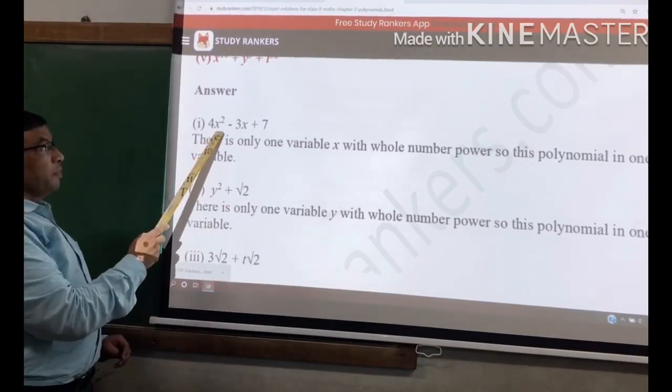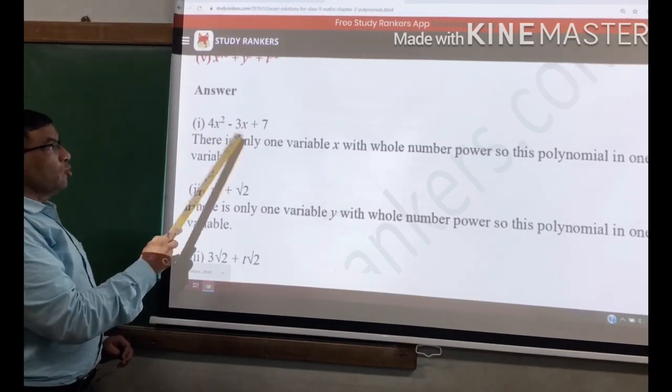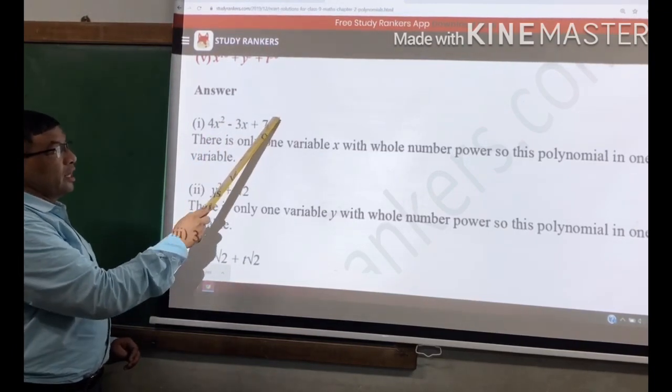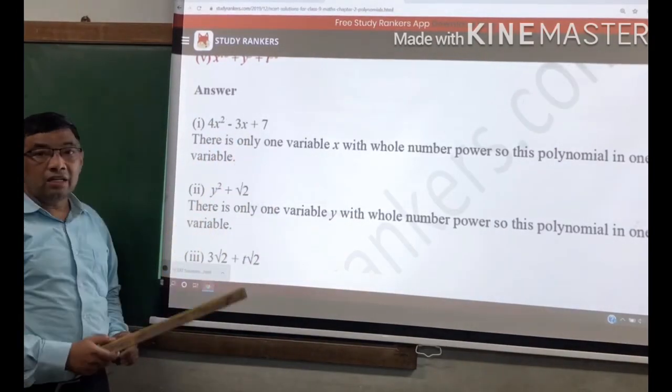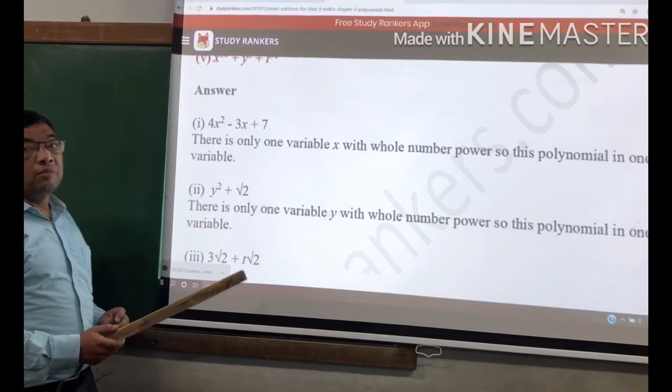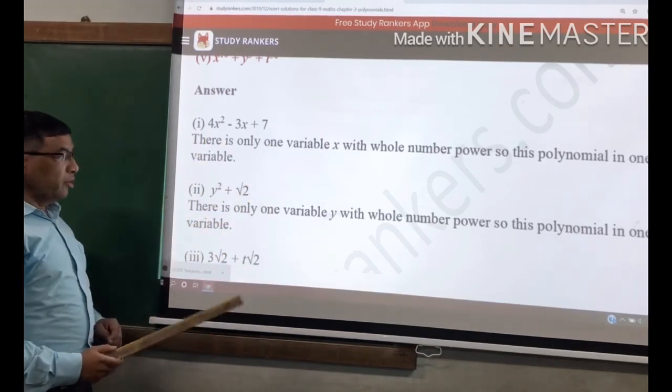We have to check the power of the variable. Variable is x here. X raised to 2 power, x raised to 1 power, and here x raised to 0 power. So all the powers are non-negative integers, means whole number, and therefore this one is a polynomial.